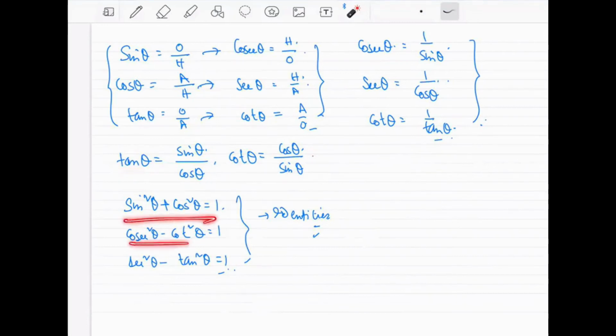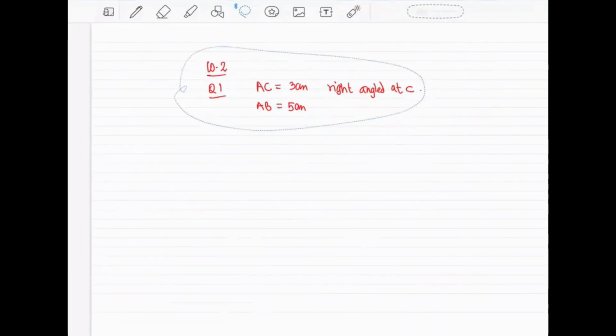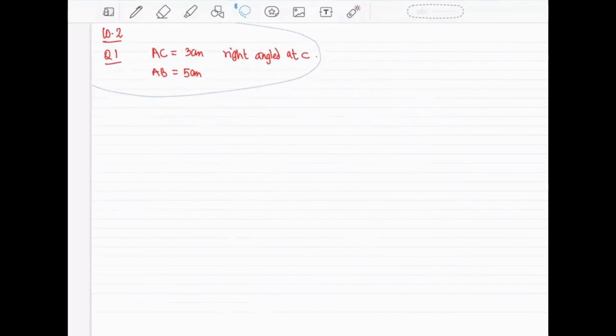And these three, try to remember by yourself. You practice it daily, okay? Until trigonometry is done, try to practice the formulas daily. And if you don't remember the formula, there is no point, as I've been saying. Okay, let's take up questions from your exercise 10.2.